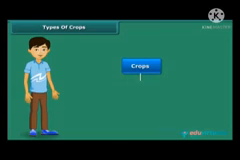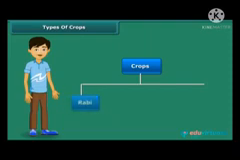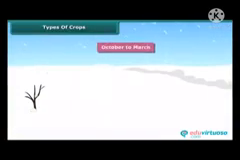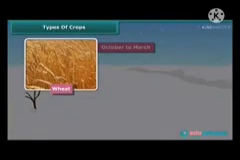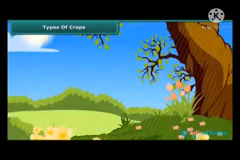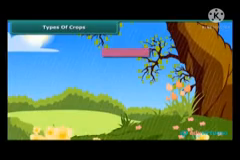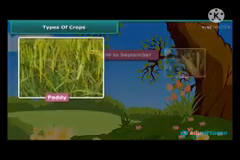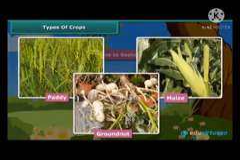In India, crops are broadly classified into two categories on the basis of the season they are grown in. That is, Rabi crops and Kharif crops. Rabi crops are usually grown in the winter season from October to March. Wheat, gram, and peas are examples of Rabi crops. Kharif crops are usually sown in the rainy season, generally from June to September. Paddy, maize, groundnut, etc. are some common examples of Kharif crops.